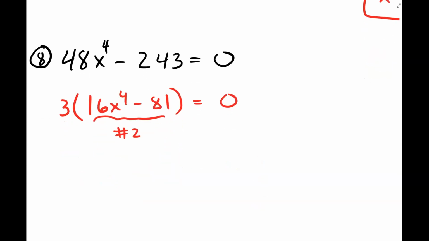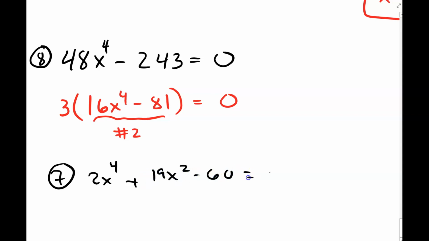Is everybody happy with 8 then? That's enough information about what to do since we already did 2. Do 7. So, when it's in quadratic form, what do you do from there? You do the quadratic. Well, you try to factor like a quadratic, right?